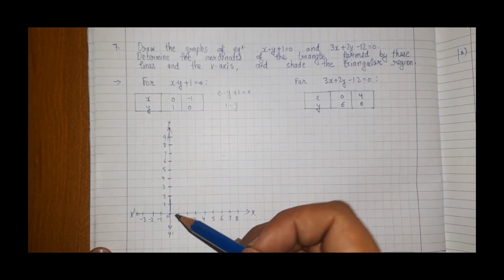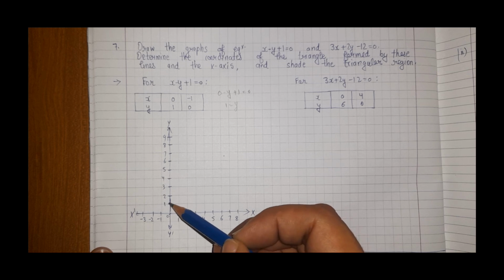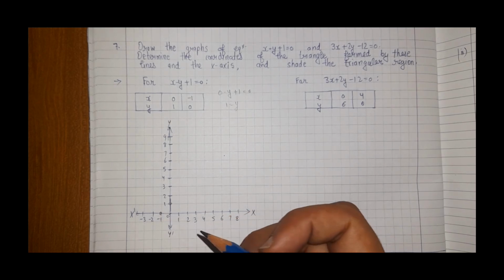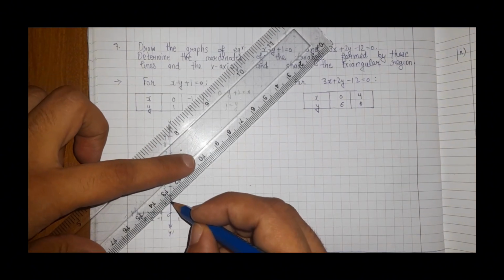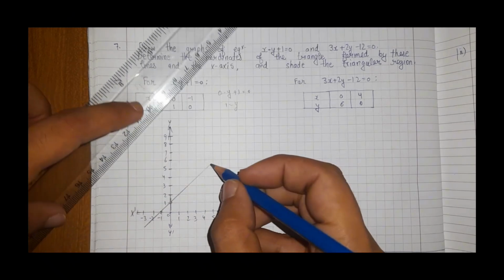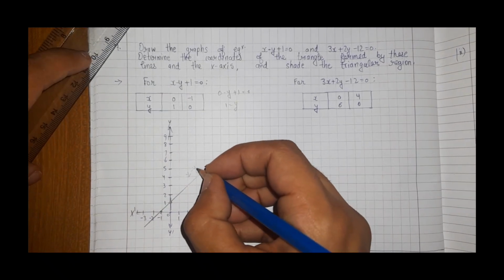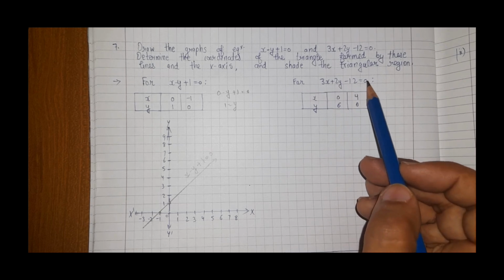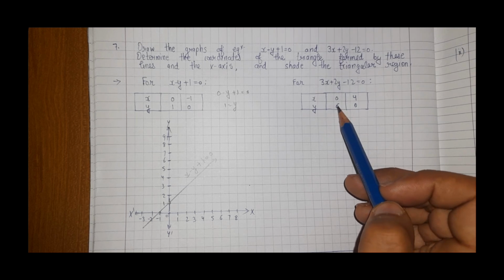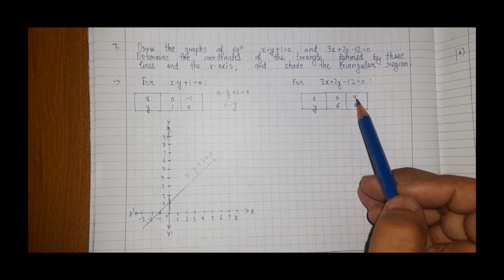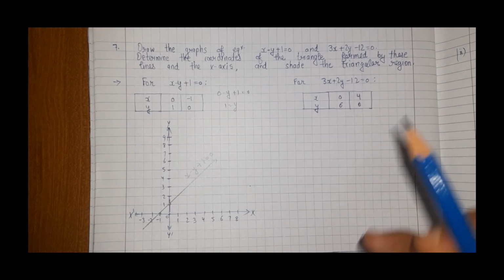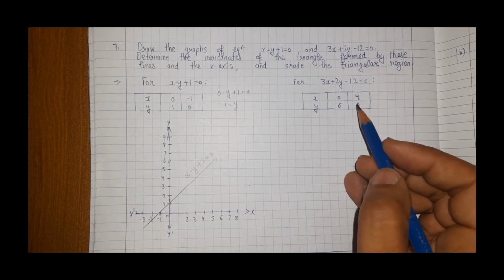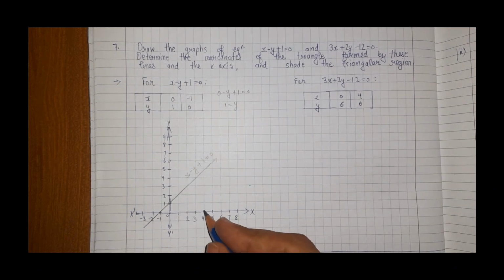Plot it on a graph. At x is 0, y is 1. And when y is 0, x equals minus 1. Joining these 2 points, this is our equation x minus y plus 1 equals 0. Now for 3x plus 2y minus 12 equals 0, when x is 0, y is 6. And when y is 0, x is 4. So plot it on a graph. At x is 0, y is 6. At y is 0, x equals 4.